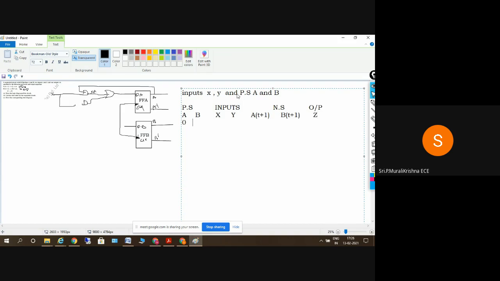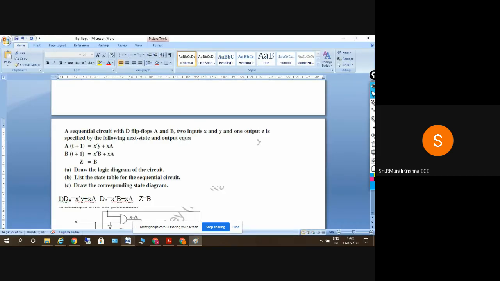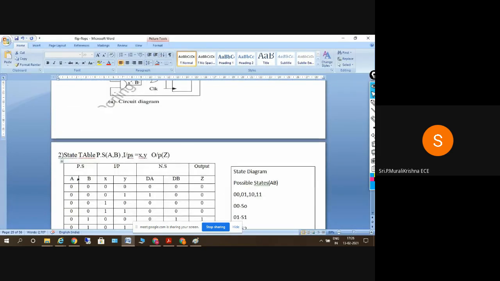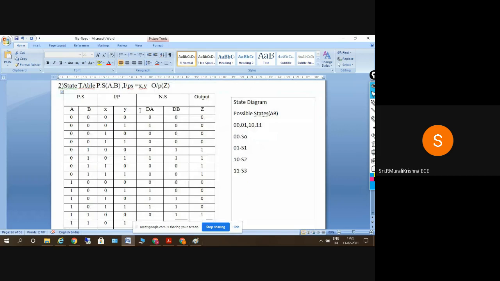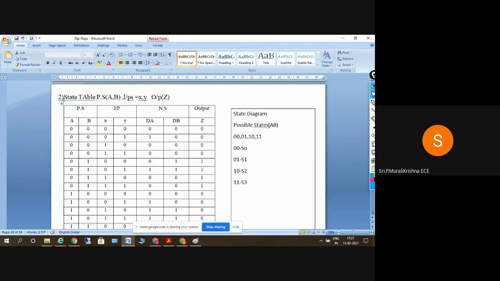Okay, so write the values from 0000 to 1111, so 16 values. So write all those values. Okay, this is how it will be. Okay, substitute the values, and if you substitute these values, we'll get those values.